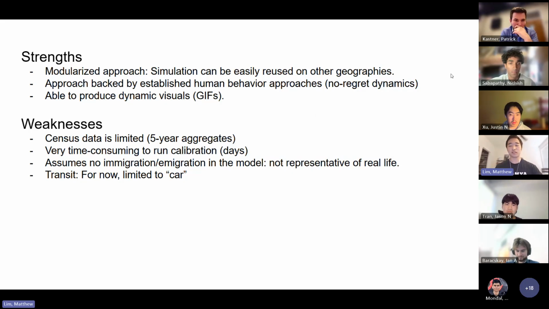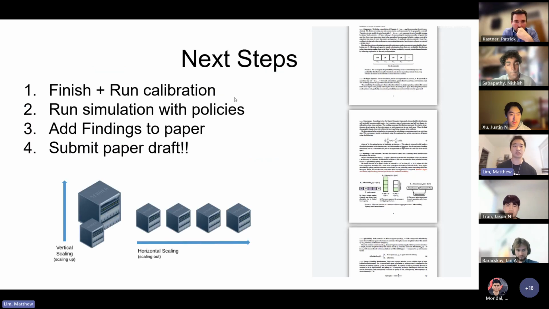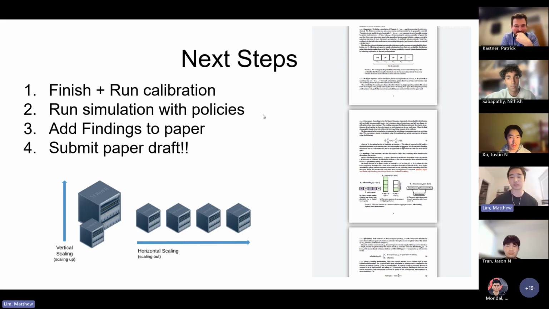There are some strengths and weaknesses inherent in the model, but there isn't anything that doesn't exist in existing models that are popular and published. So I believe there's sufficient to work with for our purposes. The next step is just to run the calibration, and then once we've calibrated our parameters, run the simulation with the policies, and then add them to the paper, which we hope to do in the next 1 to 2 weeks. But yeah, that's pretty much our project.